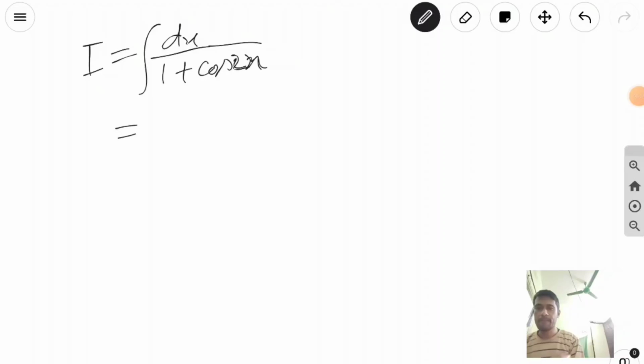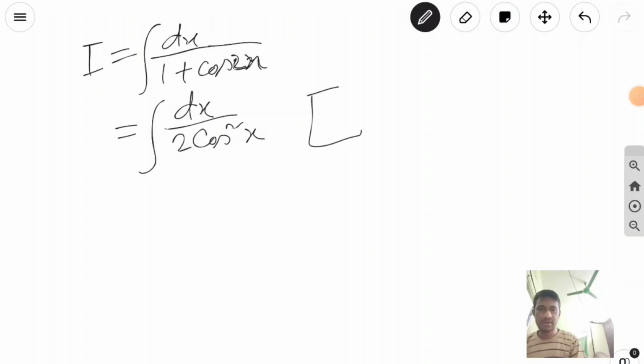So now, integration dx divided by 1 plus cos 2x equals 2 cos square x, since 1 plus cos 2x equals 2 cos square x.